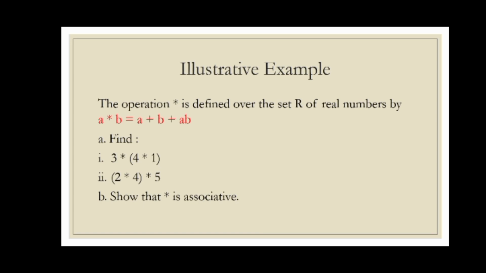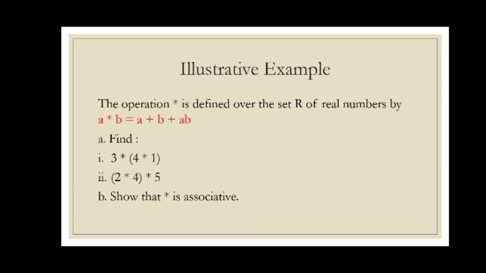The operation star is defined over the set of real numbers, R, by A star B equals A plus B plus AB. Please pay attention to the definition given here: A star B is equal to A plus B plus AB. Now, you have to find: one, 3 star into bracket 4 star 1, two, into bracket 2 star 4, then outside the bracket star 5. Then you have to show that the operation star is associative.